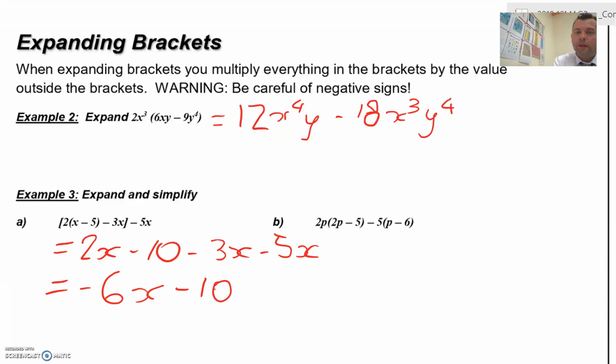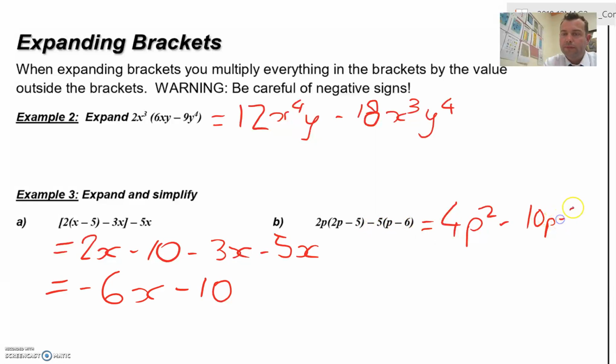That's done. Over here I've got to expand twice, so this is going to give me, hopefully it fits this time, 4p squared minus 10p. Now this is where it's tricky, a negative and a negative, minus 5p. And finally I get plus 30. That's where you're likely to make a mistake, a negative outside the brackets and inside the brackets.